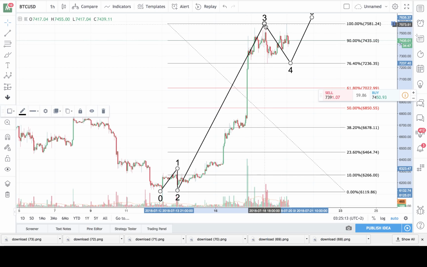And this is another reason why I don't think this count is ideal and why it's hard to count this, because this 3rd wave is just so incredibly long. I believe it's like 500% of the first wave up, which makes it less likely. Normally we'll see a 261% extension, we'll see a 361% extension once in a while. I think I've almost never seen a 500% extension. It doesn't mean it can't happen, it just means it's very unlikely.